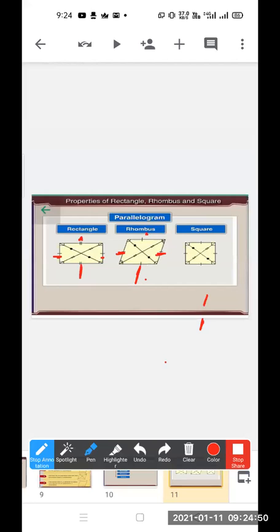In rhombus all sides are of equal length. In square also all sides are equal, so opposite sides are congruent. That's why they are forms of parallelogram. Also, their opposite angles: you can see in rectangle opposite angles are congruent. In rhombus also opposite angles are congruent, and in square also we can say that opposite angles are congruent.